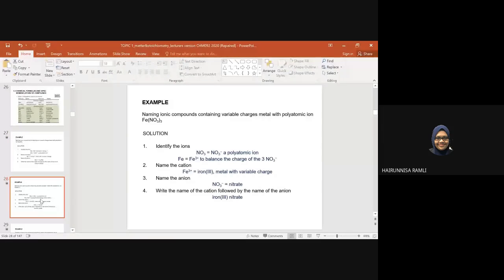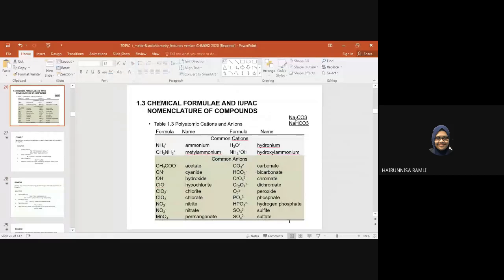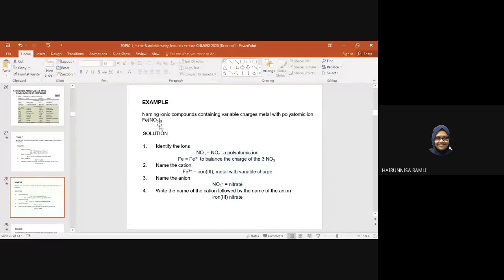Okay. So another example. Yang ni yang variable charges. So FeNO3. Kita tahu Fe ni dia variable charge. Dia boleh ada Fe plus, Fe2 plus, Fe3 plus. Okay, so variable. So nak tahu, tengoklah NO3. Dia combine dengan anion NO3. Look at this table, NO3 is nitrate, NO3 negative 1 charge. Total is negative 1, so bila negative 1, maknanya ni negative 1. Dia macam yang biasa you buat silang tu kan? Betul tak? You belajar kat sekolah buat silang kan?